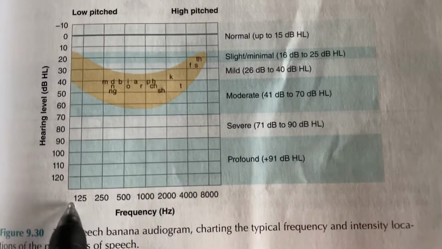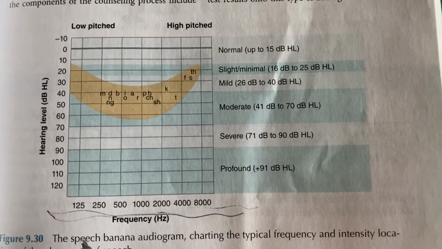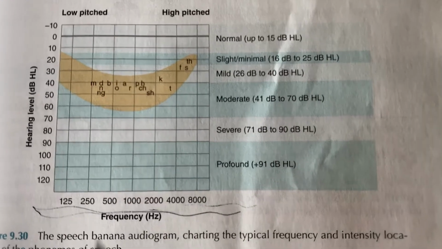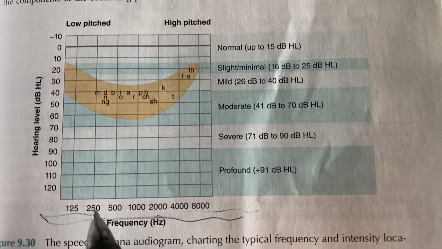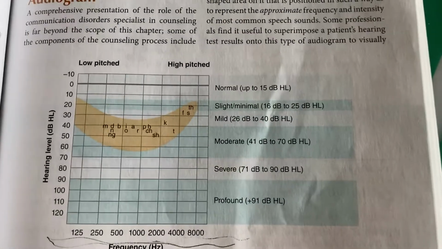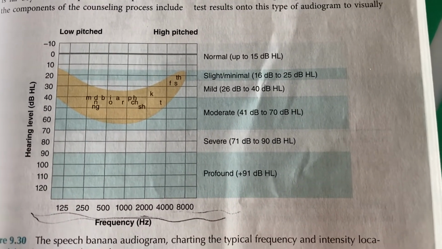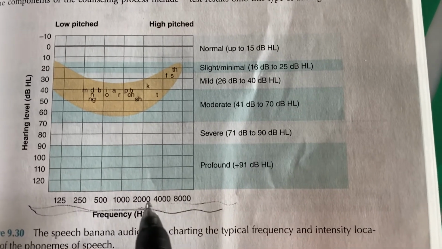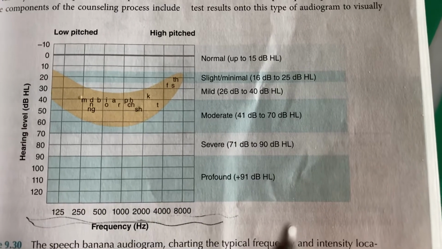From left to right here on the x-axis, we have frequency as measured in hertz. So 250 hertz is 250 cycles per second. Once again, something vibrating from here to here to here to here 250 times in 1 second. Next we have 500 hertz, then 1,000, 2,000, 4,000, and 8,000 hertz.